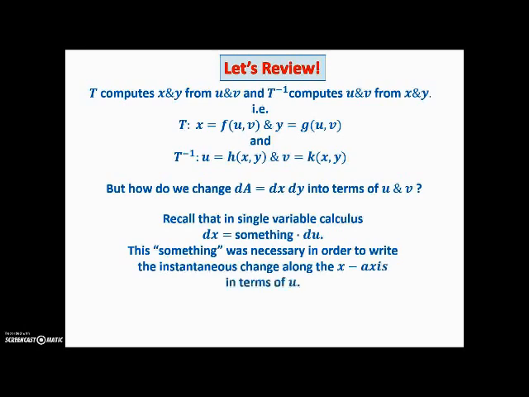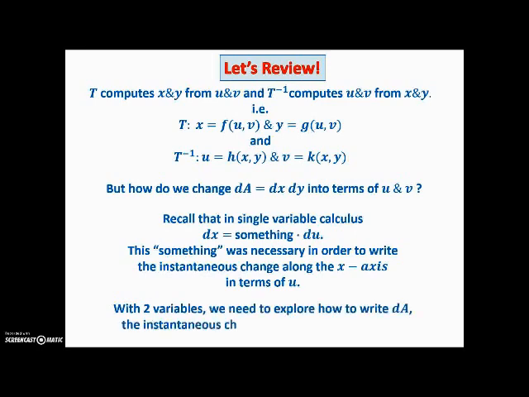And this something was necessary in order to write the instantaneous change along the x-axis in terms of u. So now we need to change the instantaneous change in area with respect to x and y into something equivalent with respect to the changes in u and v. So with two variables, we need to explore how to write dA, the instantaneous change in area, in terms of u and v. There will be something extra other than just du dv.